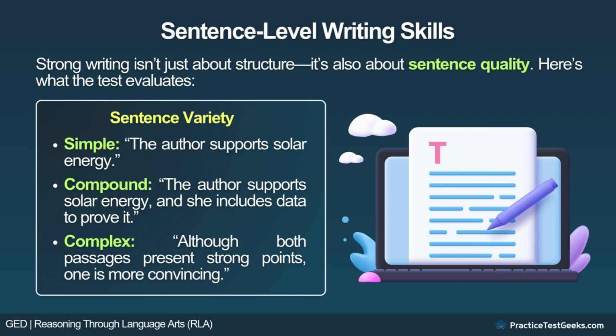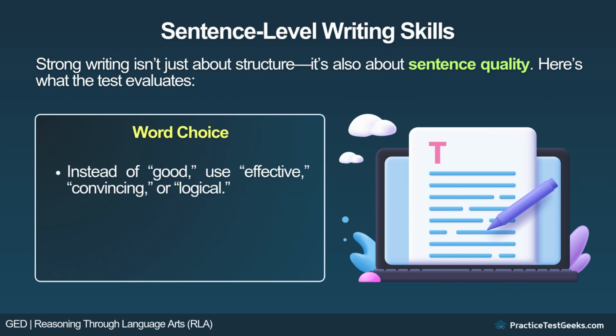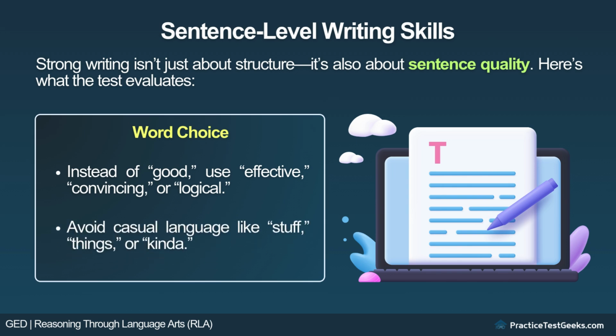Avoid repeating the same sentence pattern too often. Next, word choice. Use precise academic language. Instead of vague words like "good," try "effective," "convincing," or "logical." Avoid casual language such as "stuff," "things," or "kinda." Be formal, but still clear and easy to read.